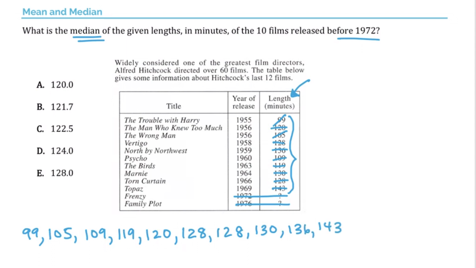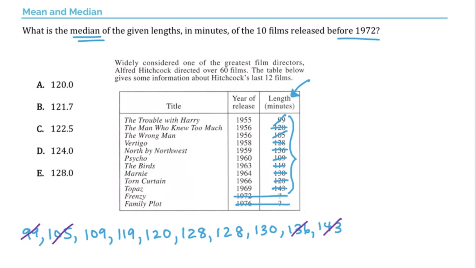So again, to find the median, I've rewritten these numbers from smallest to biggest. Now what I want you to do is remember that when you're finding the median, you're finding the one in the middle. So if I get rid of my smallest number and my biggest number, right, I'm basically going to trim the edges until I get to the center.